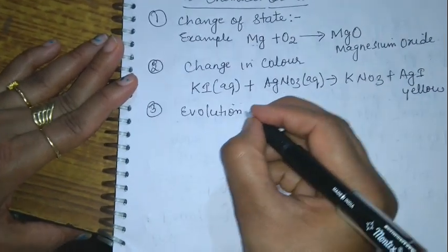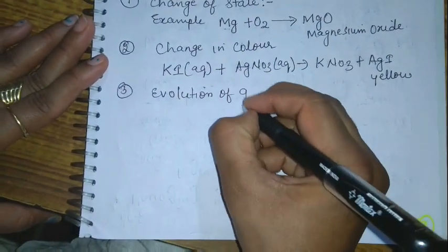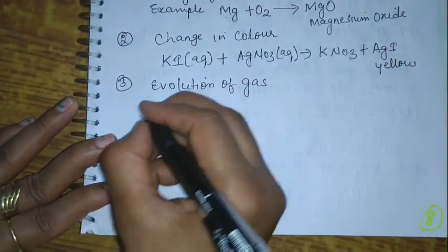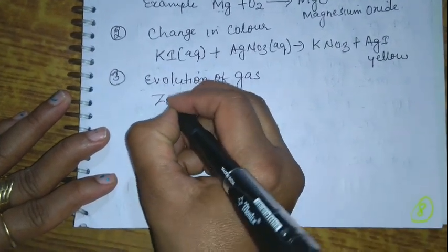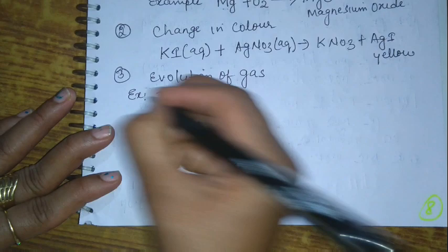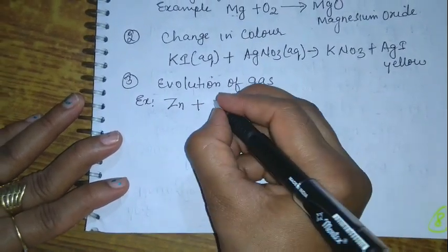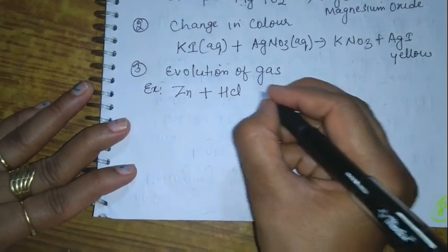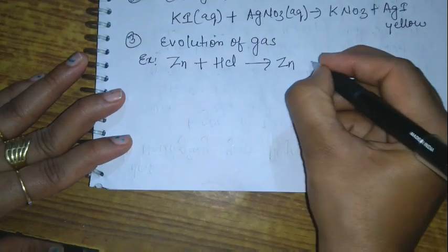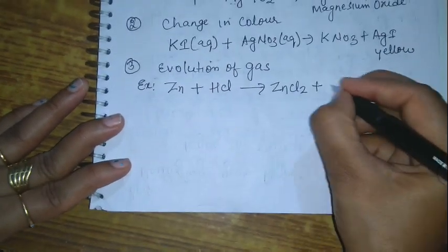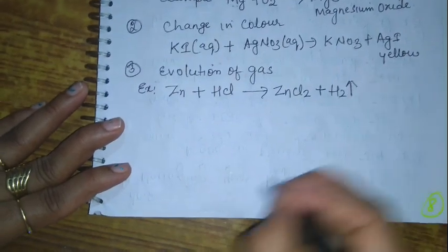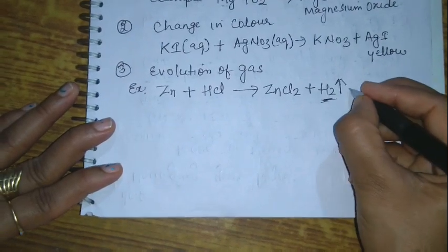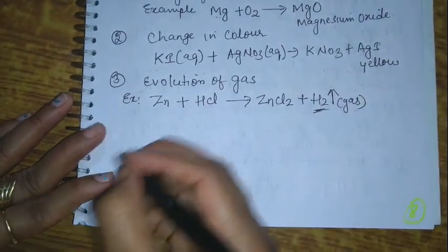Number 3, evolution of gas. जब गैस निकले, किसी रिएक्शन से जब गैस निकलता है या प्रोड्यूस होता है, सच अ रिएक्शन इज कॉल्ड chemical reaction. Example, zinc plus हाइड्रोजन क्लोराइड, जिंक ग्रैन्यूल्स को जब हाइड्रोजन क्लोराइड में डालते हैं तो वो फॉर्म करता है जिंक क्लोराइड प्लस हाइड्रोजन की गैस प्रोड्यूस होती है, इवॉल्व होती है, which can be seen in the form of the bubbles. This gas is coming out. So this is an example of a chemical reaction.